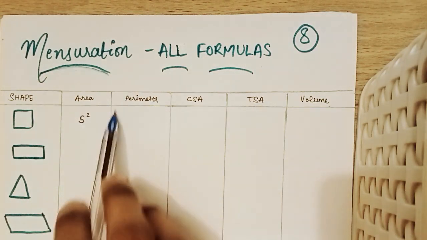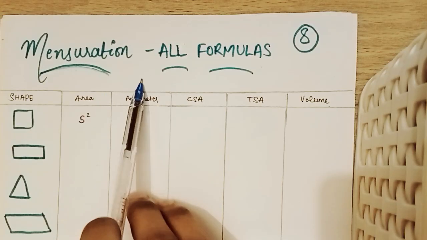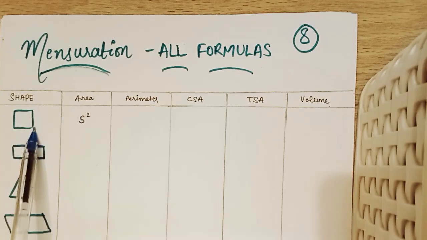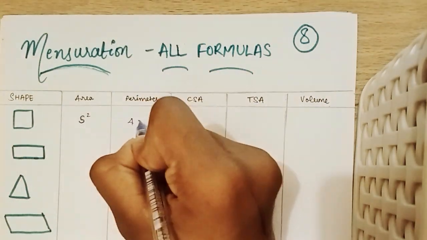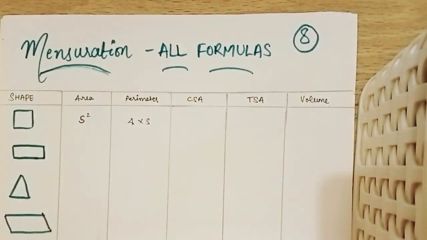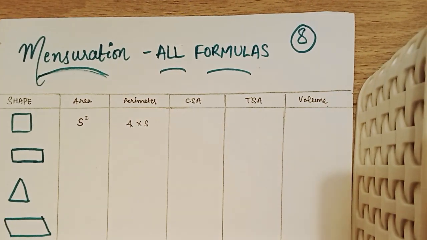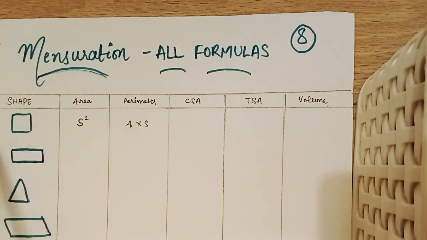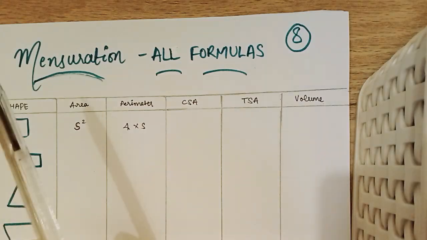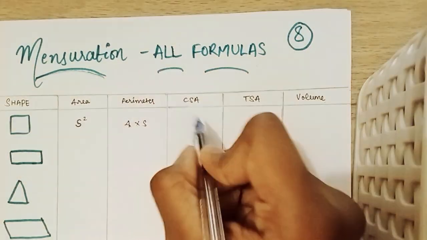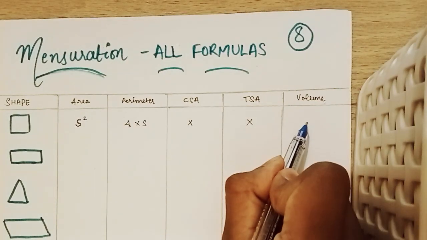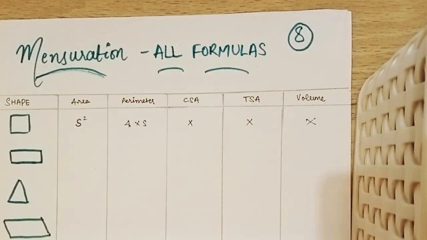The perimeter of a square means the length of the boundary. So there are four sides. So 4 into S. CSA means curved surface area. A square is a plane figure. It does not have any 3D figure. It is a 2D figure. Thus, there is no curved surface area, no total surface area, neither any volume.